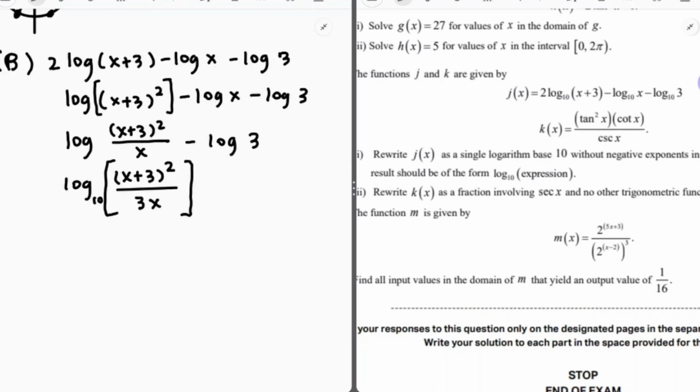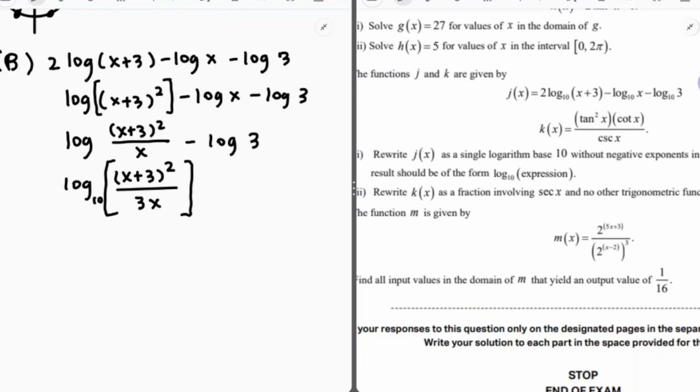You could write it base 10 like that, but you don't need the base 10, it's implied. But the result should be of the form log base 10 of an expression, so maybe I'll just do what they say. All right, k of x involving secant and nothing else. Okay.